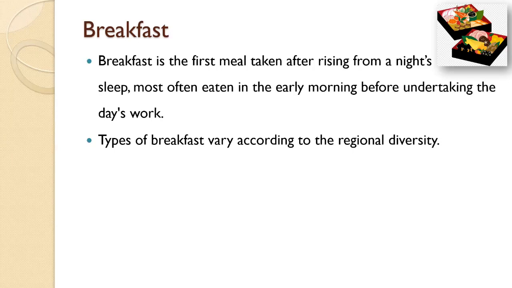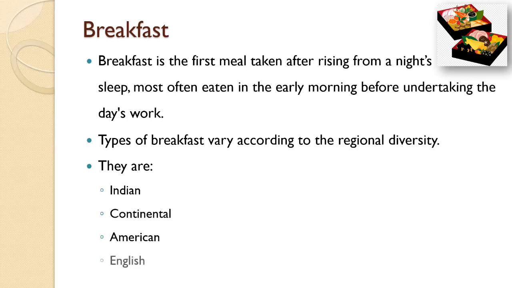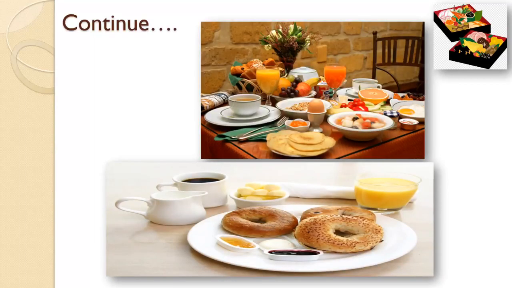There are different variations in breakfast, which means there are different types of breakfast according to regional diversity. The first and foremost is the Indian breakfast, followed by the continental. Next we have American, then the English breakfast. These are the four major breakfasts which are served. Most breakfasts are served as part of a buffet, whereas some are served according to the guest's order, where the guest may choose his or her choice of breakfast and order accordingly.